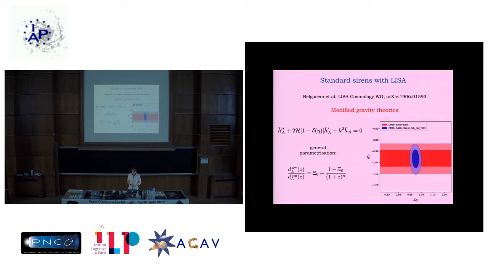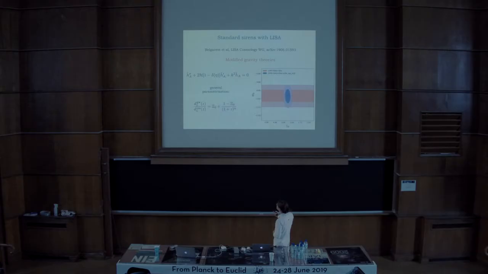Where LISA can be much more promising with respect to testing the late-time acceleration is in tests of modified gravity theories. Those theories lead to some kind of friction term in the gravitational wave propagation equation. Here you see there is no modification of the speed of gravitational waves because of the constraints put by the coincident detection of the neutron star binary emission in gravitational waves and electromagnetic waves. So in these theories, the luminosity distance in gravitational waves is different from the one by the electromagnetic emission. And there has been recent work done within the cosmology working group of LISA, which forecasted the LISA sensitivity to a parameter that can be used to parameterize this difference in the luminosity distances.